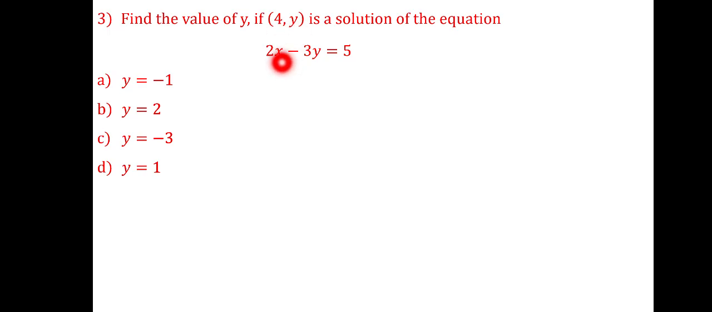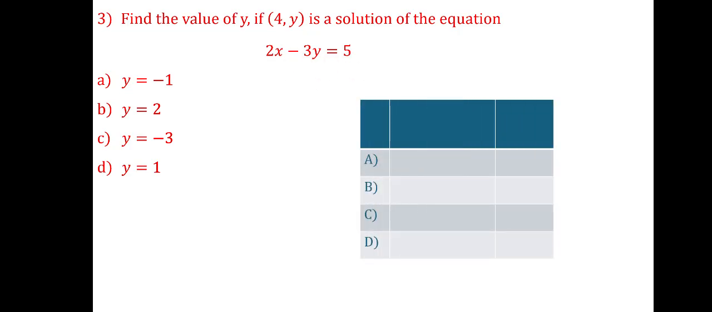So in place of x we write 4, which is fixed, and in place of y we take all these options and check which value satisfies the given equation. Now at first this is the box with 4 options. This is our left and this is our right. On the left we have 2x minus 3y, and on the right we have 5.